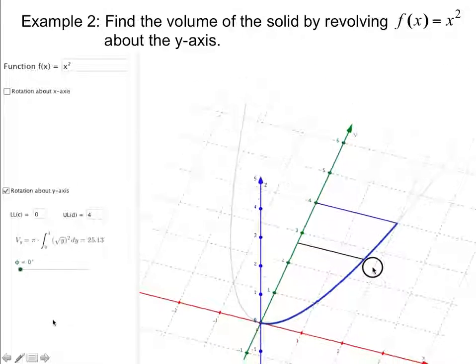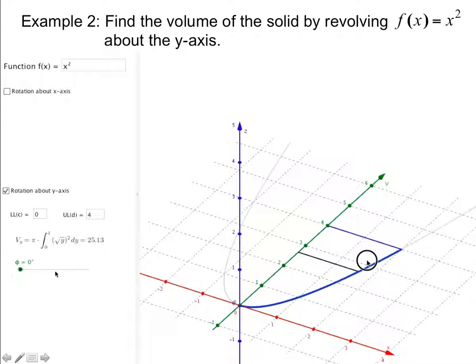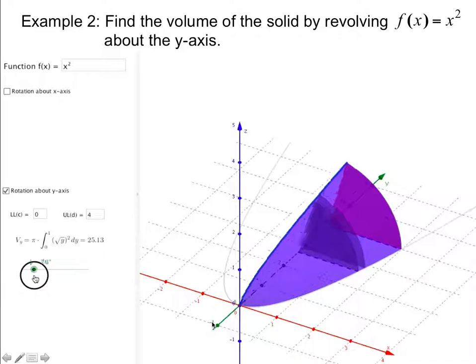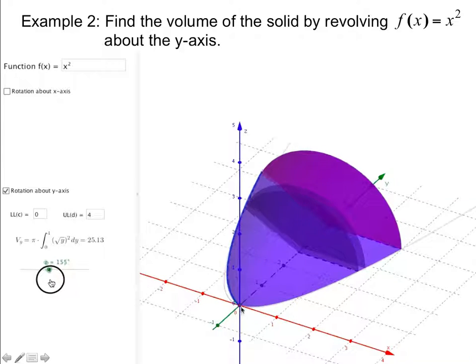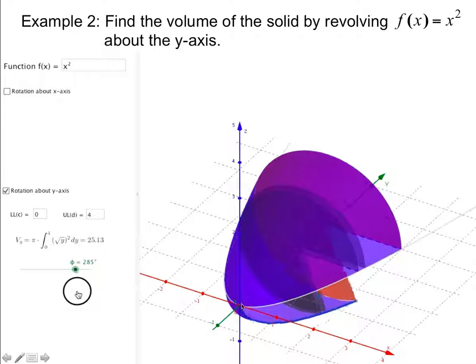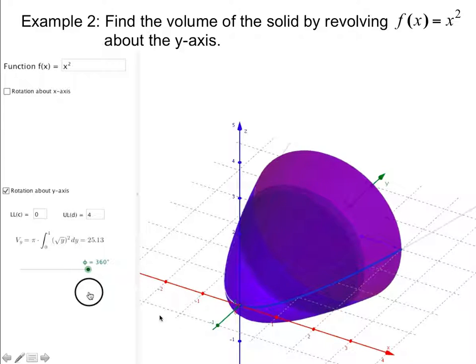So we're going to go ahead and use our rotational slider here to rotate that about the y-axis. And as you can see, these disks are now vertical along the y-axis, so they're dy disks. Those dy disks are going to be stacked from bottom to top, which is going to change our limits of integration. We're going to have to look along the y-axis for those limits now.